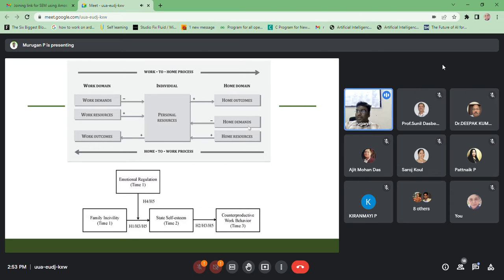So under the home demand, they are placing this family incivility construct. Under the personal resources, they are placing this state self-esteem construct. Under the work outcomes, they are keeping this counterproductive work behavior construct. So basically, they are trying to say that state self-esteem is mediating the relationship between family incivility and counterproductive work behavior. Are you getting the logic? Based on this theory support, they are trying to say this.